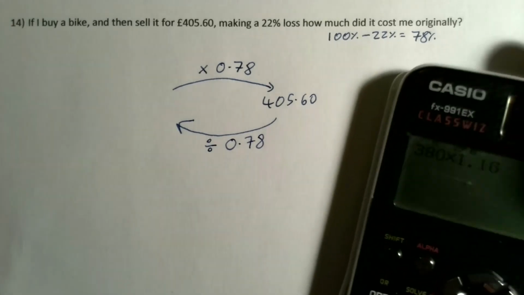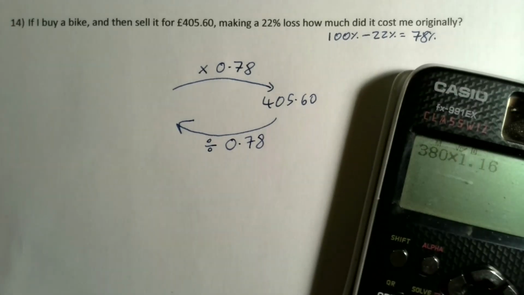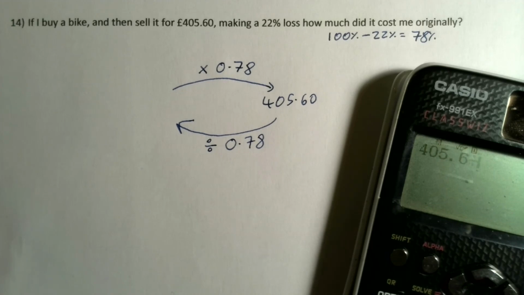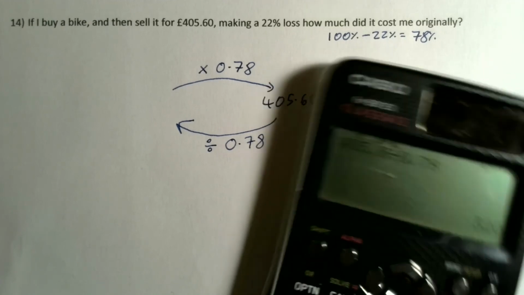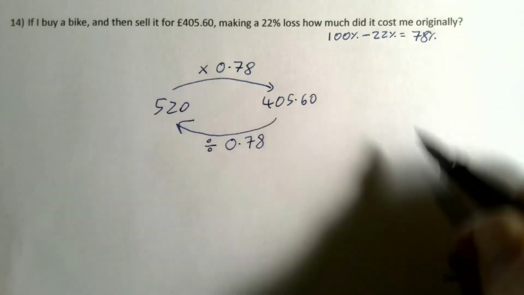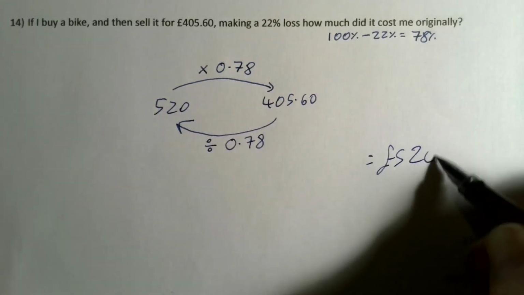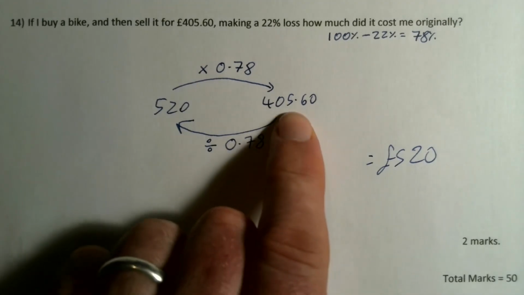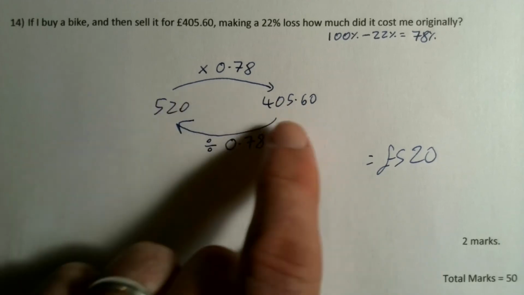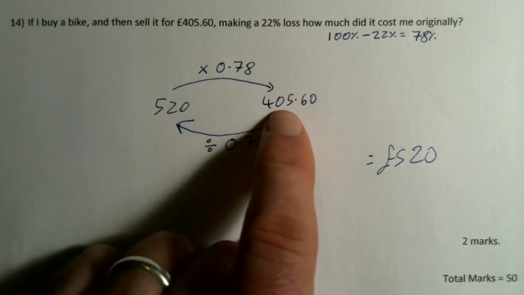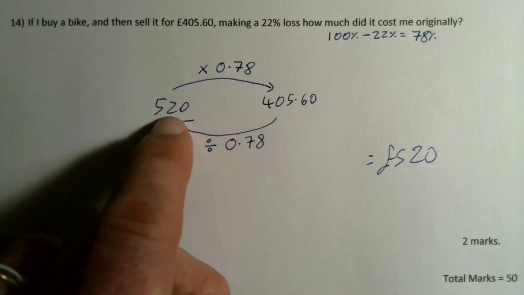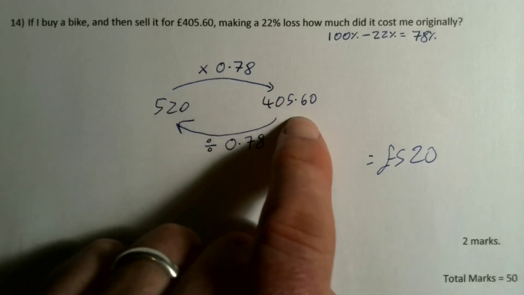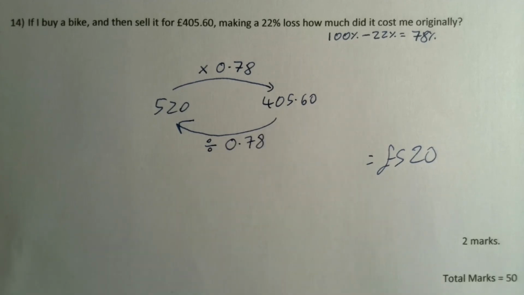And when I do that, 405.6, these always give nicer answers than you had for that price there. 0.78 equals 520. And that's going to give us £520. Remember, you cannot find 22% of that and add it on, because 22% of that number is less than 22% of this number, and this is the number that's lost 22% when I sold the bike in the first place.